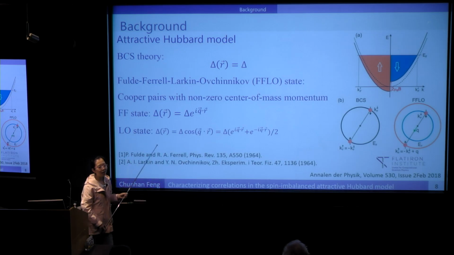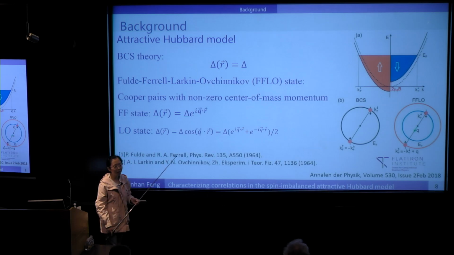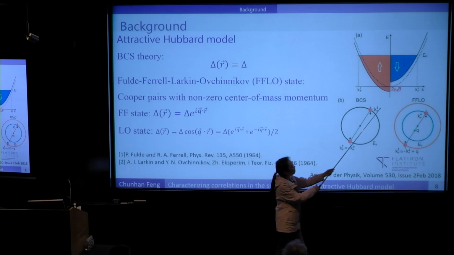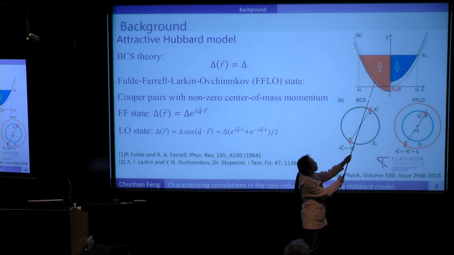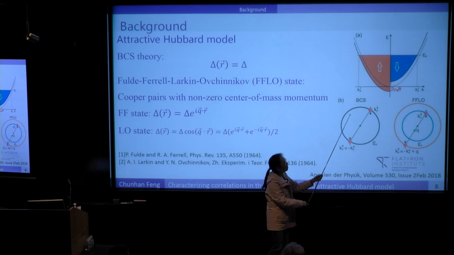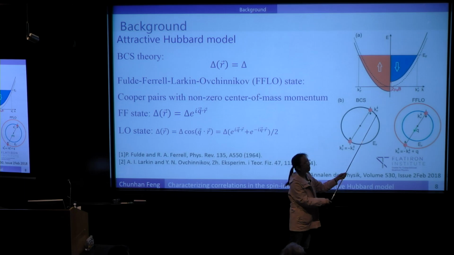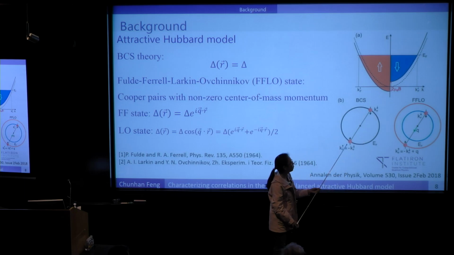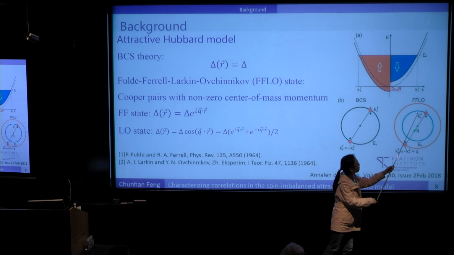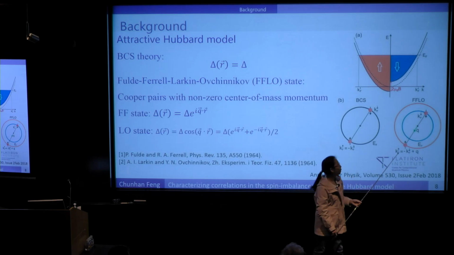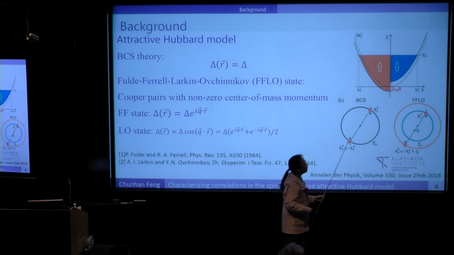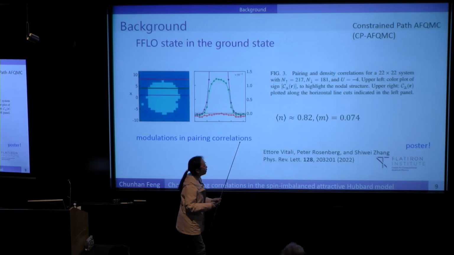Actually, such an FFLO state can be described by an attractive Hubbard model with a magnetic field, and we have some cartoons here. Due to the effects of the magnetic field, the Fermi surfaces of spin-up and spin-down fermions will be different. As a consequence, in the BCS picture, a spin-down fermion with momentum k will be coupled to a spin-up fermion with momentum negative k. But for the FFLO case, a spin-down fermion with momentum k will be coupled to a spin-up fermion with momentum negative k plus q. So the net momentum is equal to q in the FFLO phase.